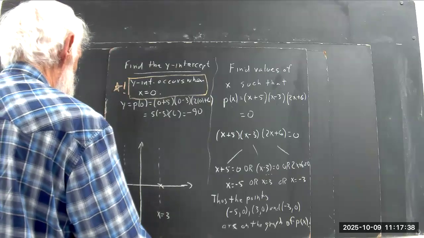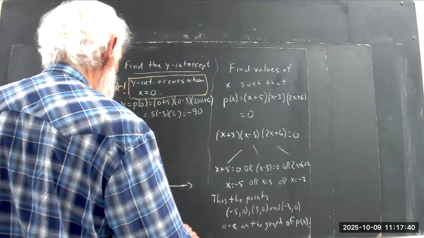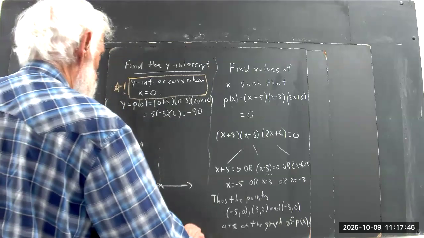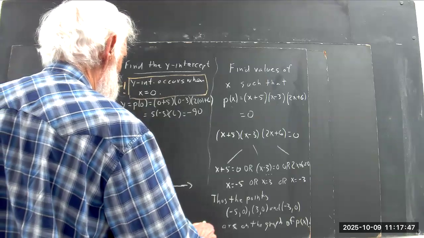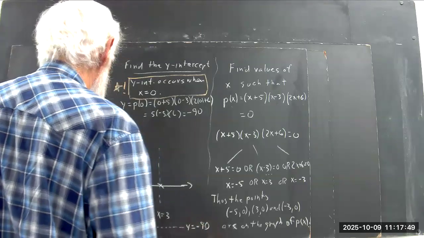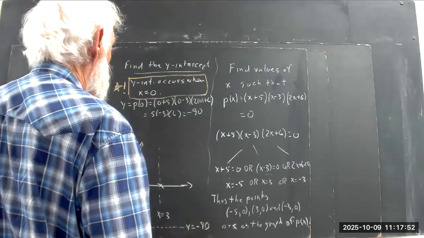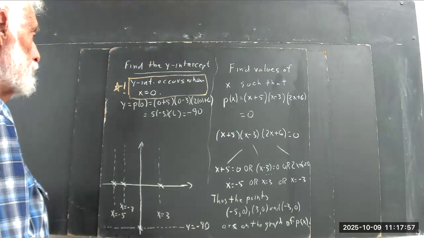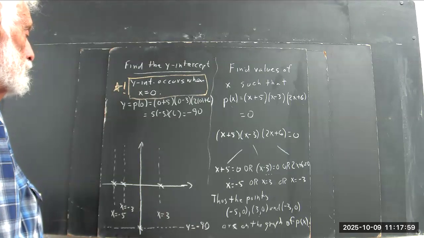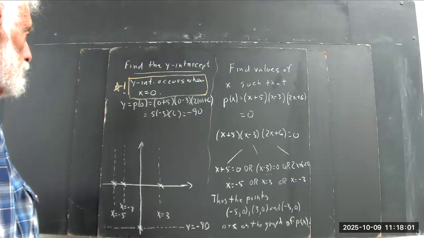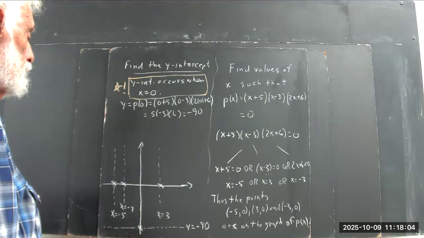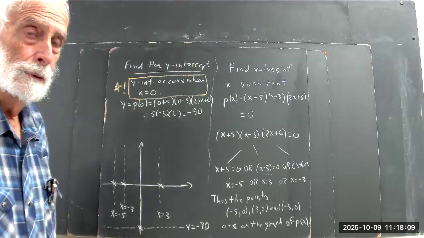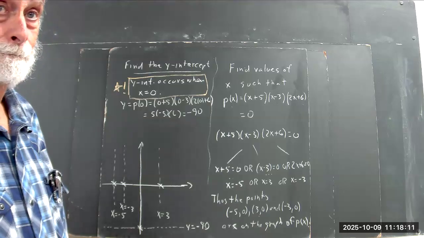So let's just go ahead and draw a point here, for y equals -90. Make sense?